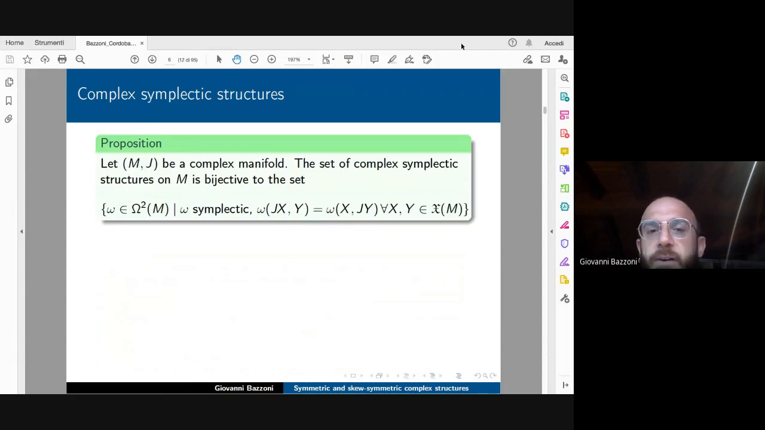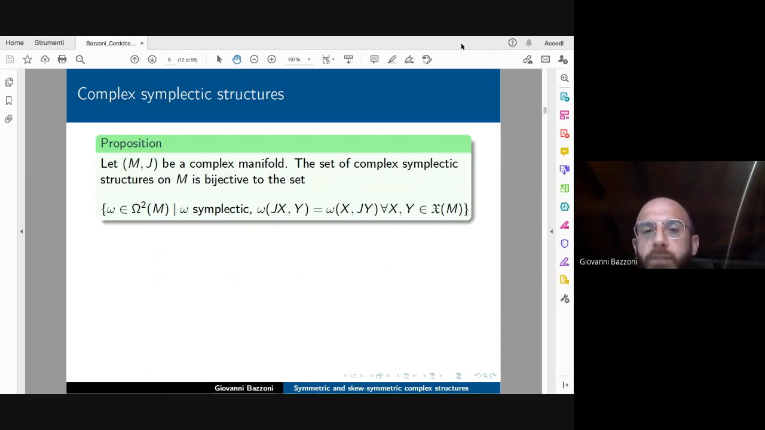So it turns out that it's very easy to prove that if you have a complex manifold, then the set of all complex symplectic structures on M is in bijection with the set of real two forms. So now omega is not complex, it's just any two form, which is symplectic, of course, so it has to be closed and non-degenerate. And moreover, there is a compatibility condition between J and omega. So omega of J x, y has to be omega of x, J y for every x and y vector fields on M.